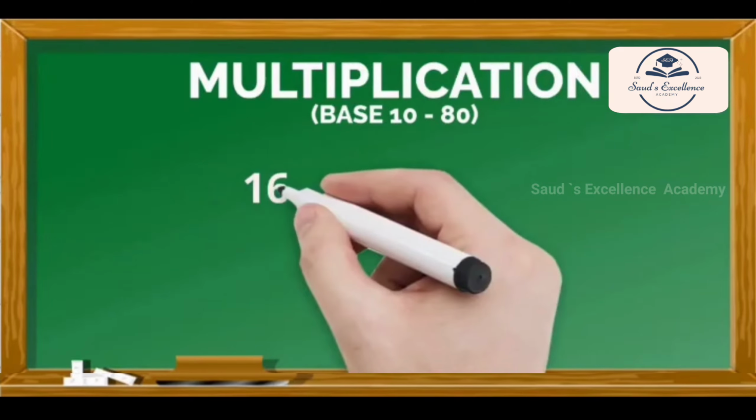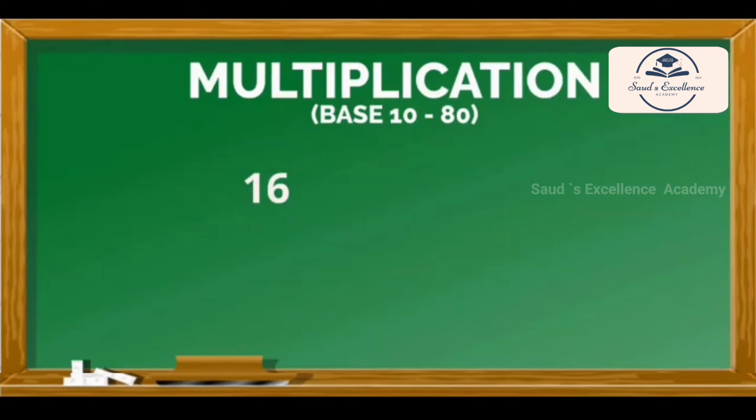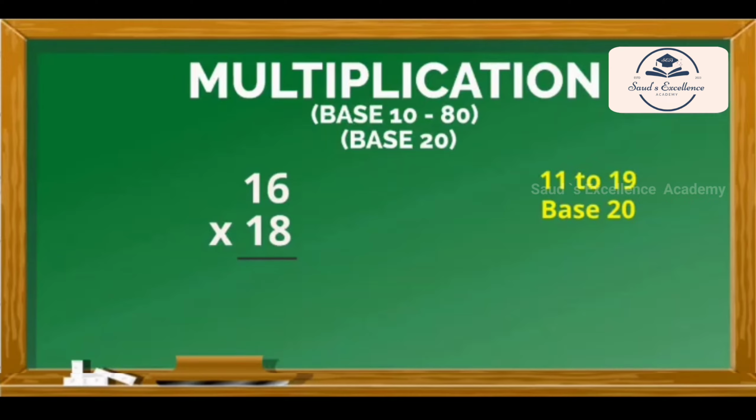We start with a new example: 16 multiply with 18. The second number, that is 18, will give us the base. For 11 to 19 we take base 20. For 18 we take base 20.